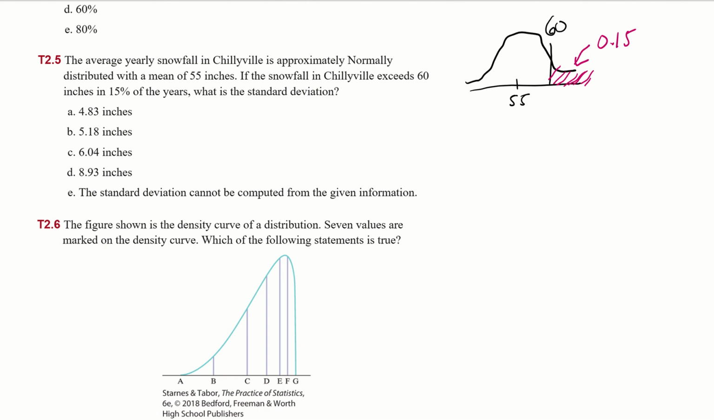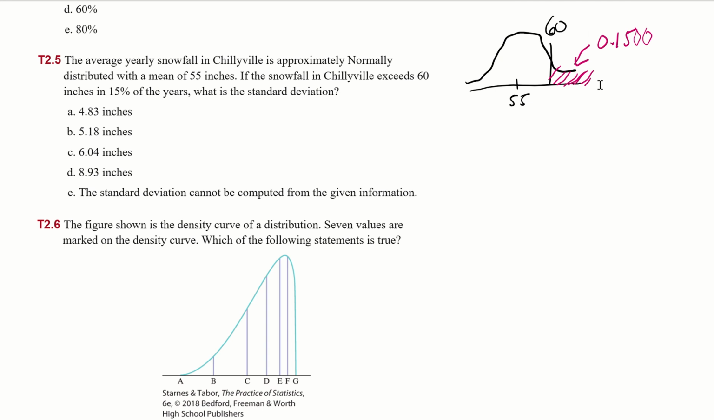So if that's 0.15 or 0.1500, then we're going to look this up on the z table to figure out, okay, well, what z-score does that correspond to? Okay, so that's what we're going to do.